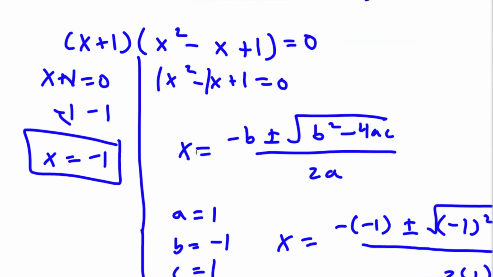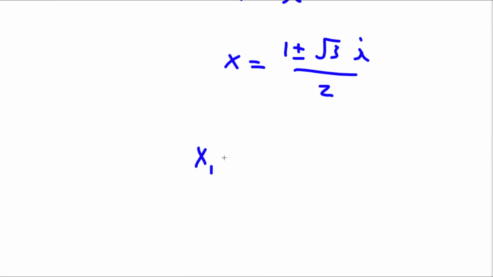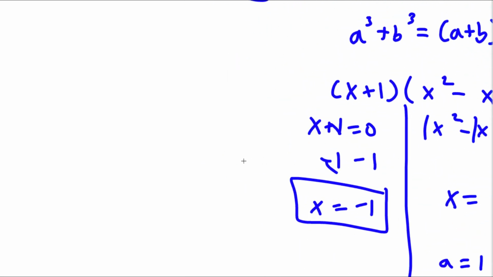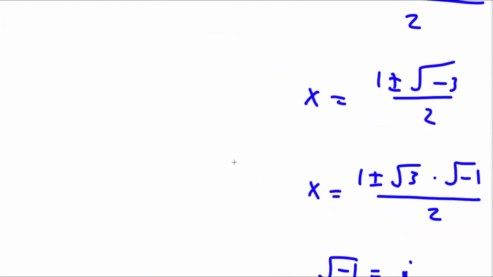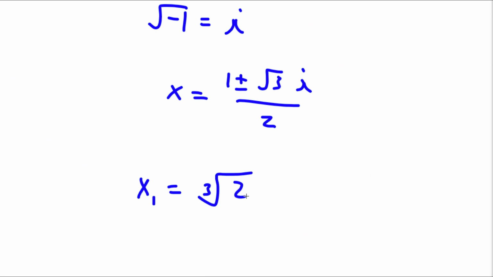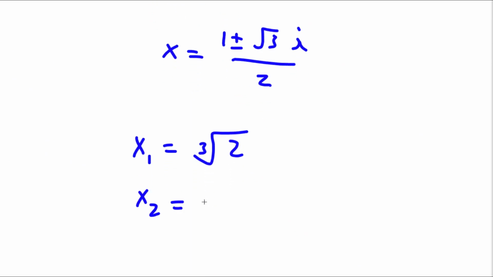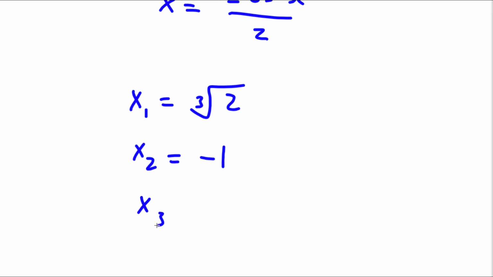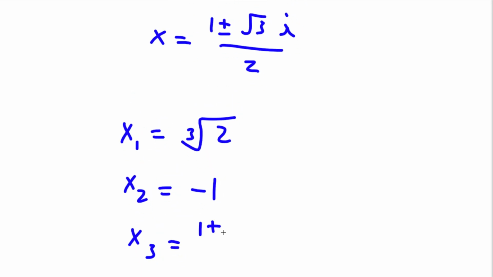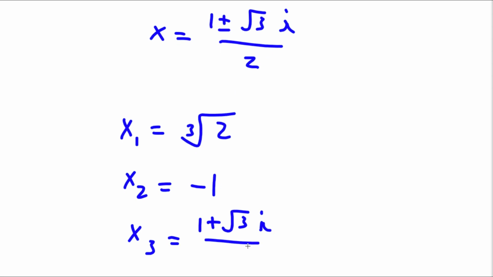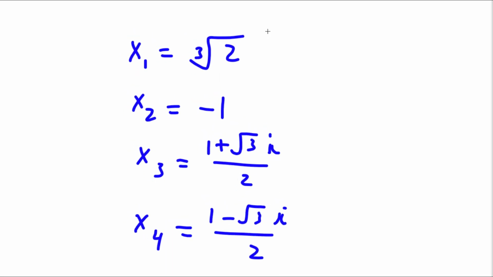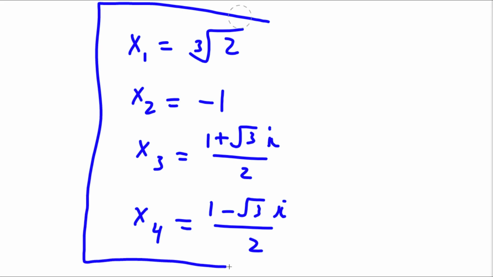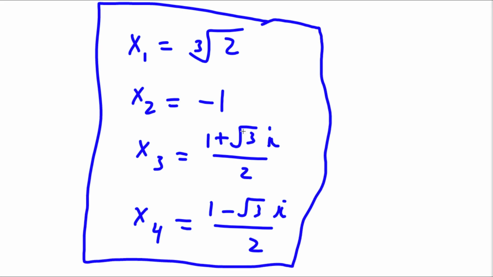So my solutions are x is equal to the cube root of 2, x is equal to negative 1, x is equal to 1 plus the square root of 3i over 2, and x is equal to 1 minus the square root of 3i over 2. So these are our four solutions to this equation.